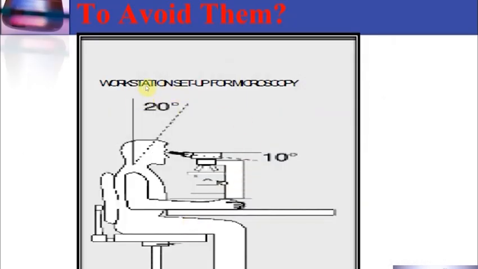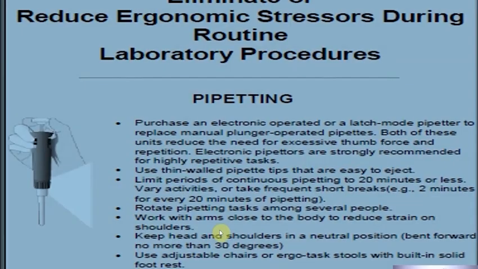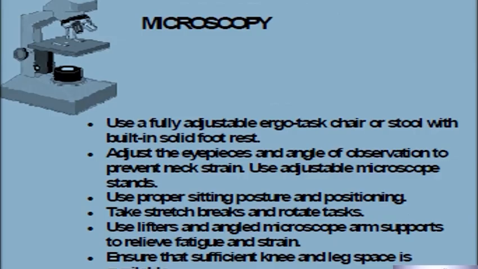This is when you are sitting at the computer. You see your arm with your hand about 90 degrees, and your back should be straight and your feet resting on the floor like that, also a 90 degree angle. These are some tips, if you want, while doing pipetting, if you want to read them and use them if you like. Same thing, tips for the microscope. Here I have a video for you, if you like to watch it, on ergonomics.